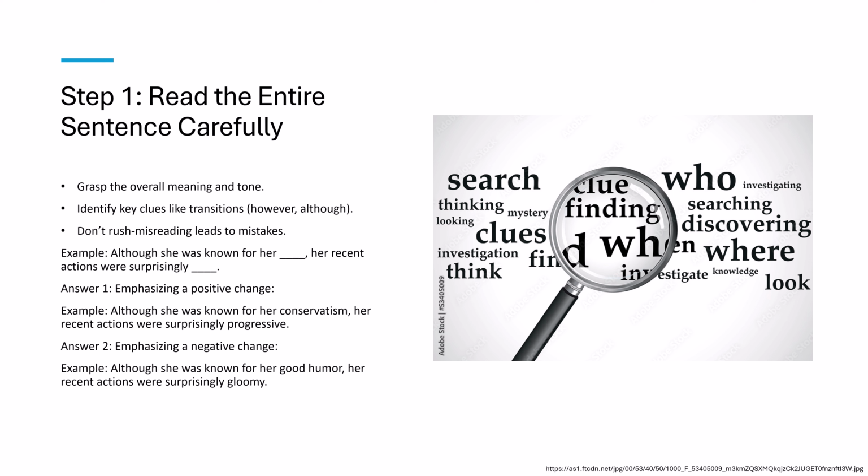Here is an example. Although she was known for her blank, her recent actions were surprisingly blank. Before you even see the options, you must think about the possibilities for the two blanks here. For example, I can provide answer 1, which emphasizes a positive change. Although she was known for her conservatism, her recent actions were surprisingly progressive. Another possible answer emphasizes a negative change. Although she was known for her good humor, her recent actions were surprisingly gloomy.